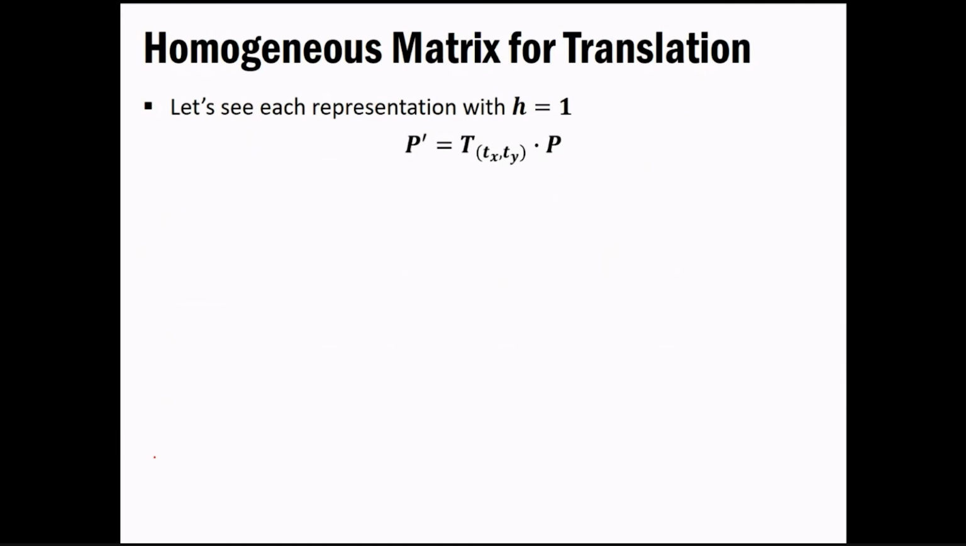Now what it says, the homogeneous matrix for translation. We'll try to derive, or you can say we try to get, a separate equation for each and every transformation, that is translation, scaling, and rotation. The very first thing is the translation that we are having. So what it says is, let's say each representation with h = 1. That is given over here. And we will try to multiply it with the pixel or with the coordinates that we have.